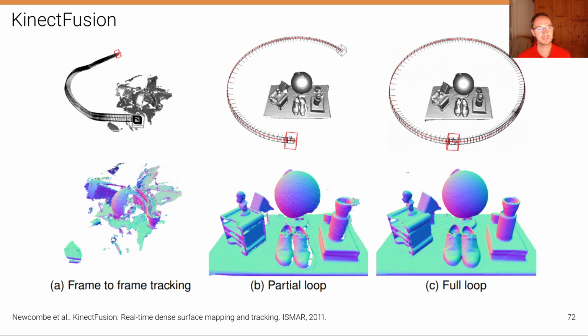And so what you can see is that if you track now frame by frame, you get a more and more complete reconstruction. So here, after having tracked a partial loop and reconstructed that, we get this reconstruction. And then if we have the full loop, we get an even better reconstruction.